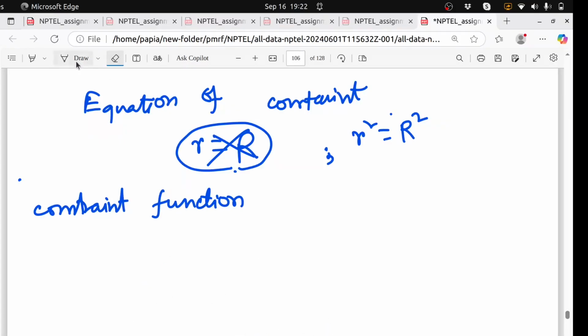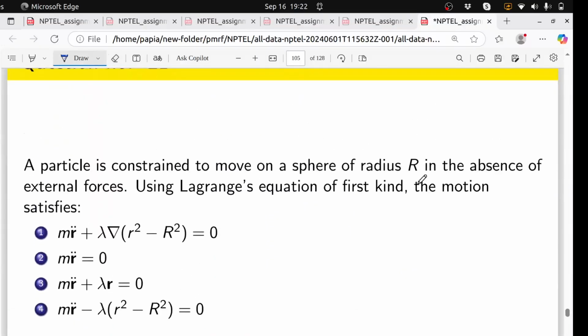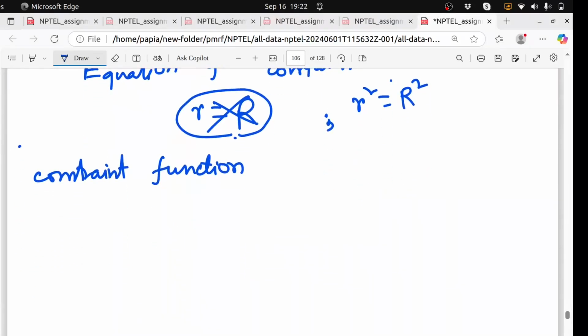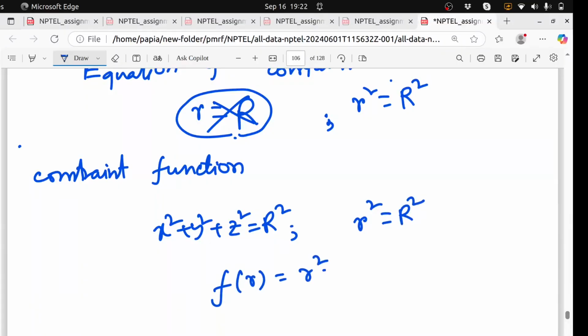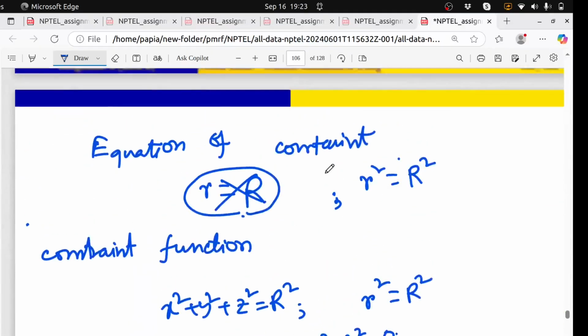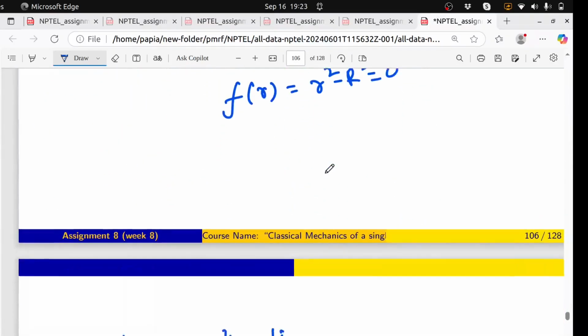As this is a sphere, in that question they are saying that it is a sphere. So sphere means the equation of constraint will be x square plus y square plus z square equals to R square, and this whole is nothing but r square equals to R square. So f of r is r square minus R square equals to 0. Now coming to the Lagrange's equation of first kind, right?